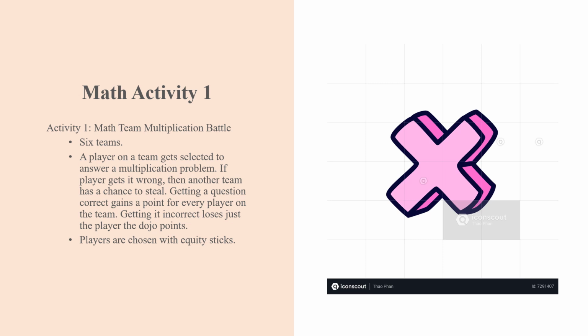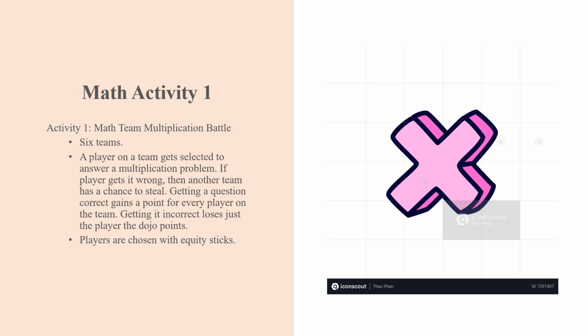Another innovative aspect of this activity is that, to cut down on the negativity in the game and maximize the positivity, when a student gets a question right, everyone on their team, including themselves, gets a dojo point. But if they get the question wrong, only they would lose the dojo point and not their teammates. This is to discourage blaming of teammates if a student wasn't doing as well with the math activity.